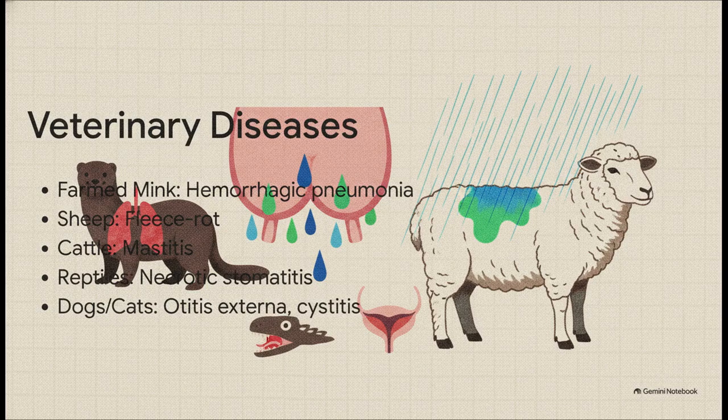Basically, after heavy, prolonged rainfall, water penetrates the fleece and macerates the skin. Pseudomonas aeruginosa colonizes that wet, damaged environment, causing a suppurative dermatitis. And remember that blue-green pyocyanin pigment we just talked about? It actually turns the sheep's wool blue-green.